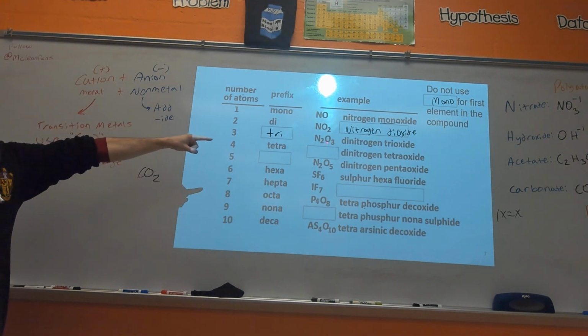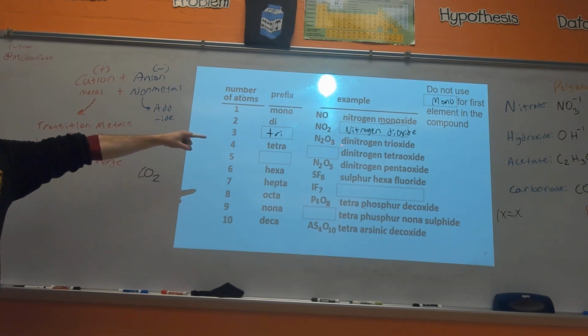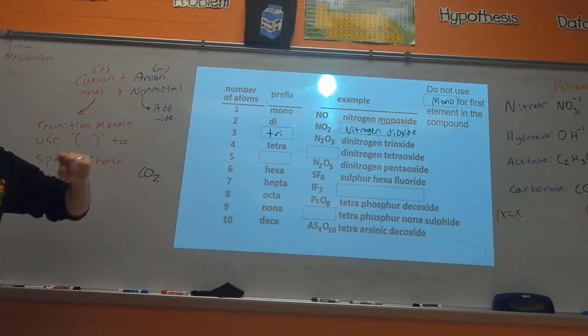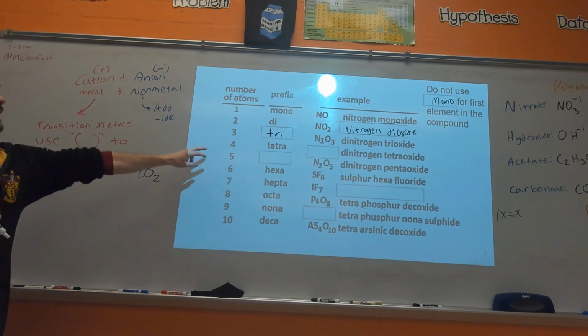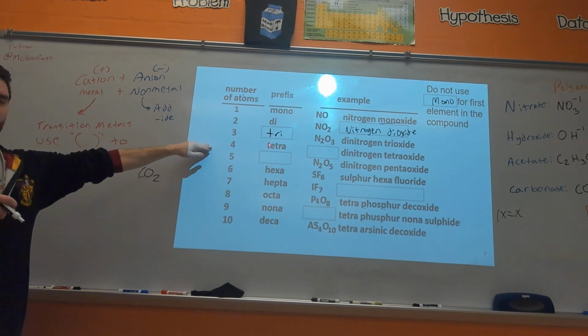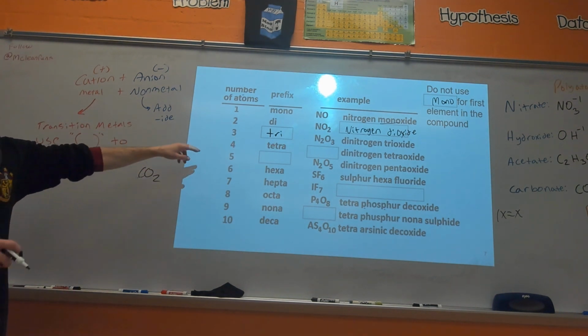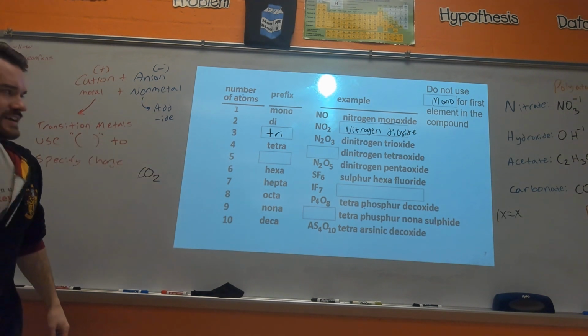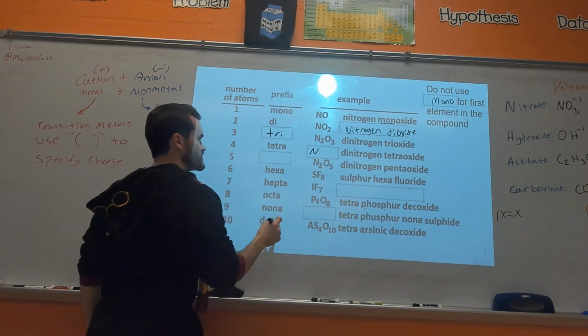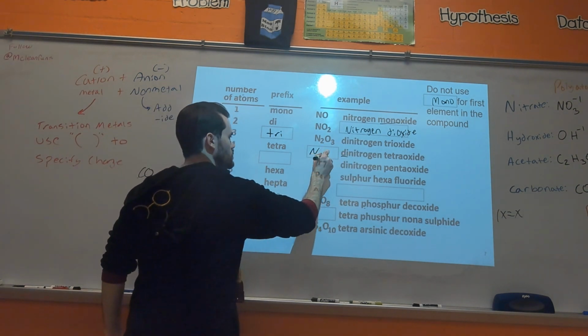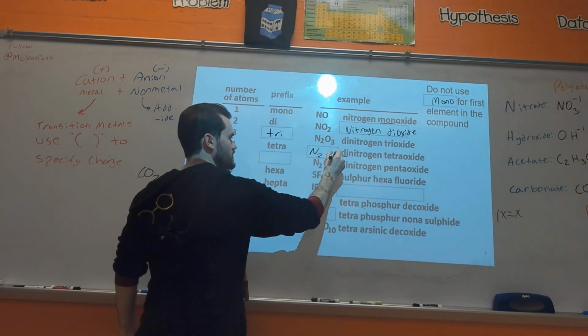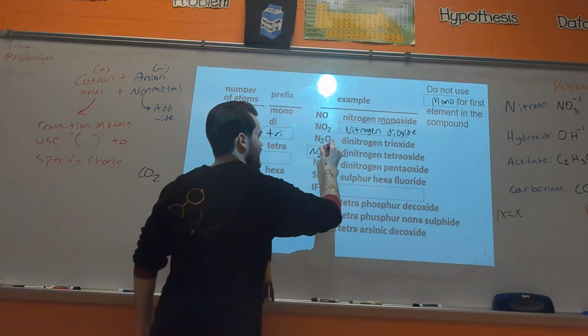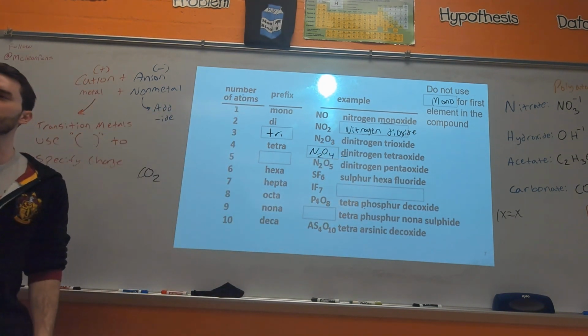But N2O3, so dinitrogen, 2 N's, 3 oxygens, so tri, and then you say oxide. And then if you have 4 atoms, you say tetra. So if they give you dinitrogen tetraoxide, you would say N for nitrogen. Di means 2. Tetra means 4. Oxide is O. So it's N2O4.